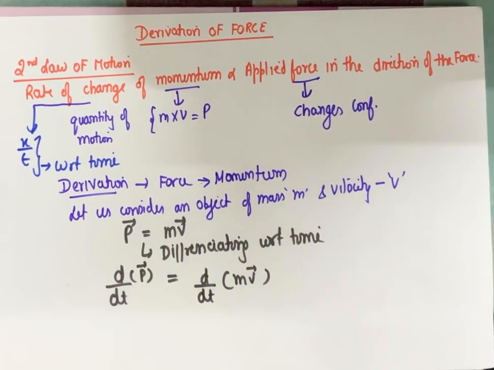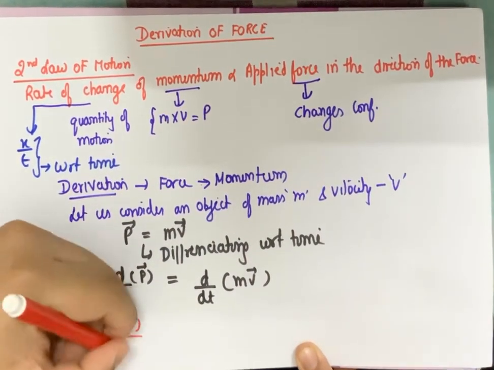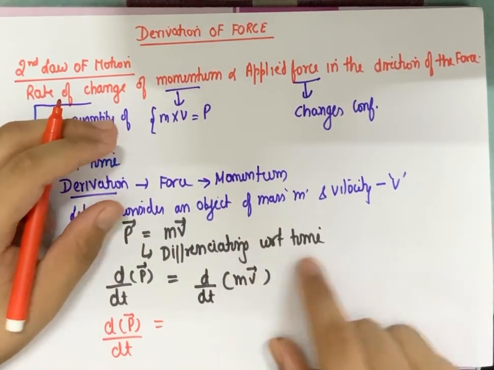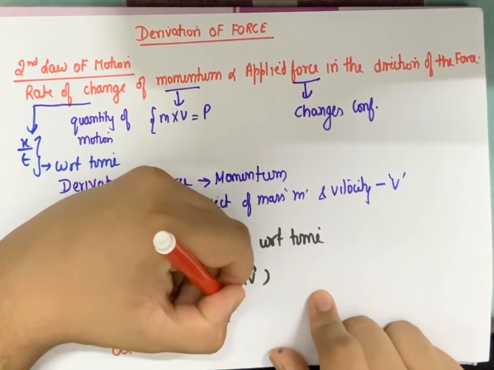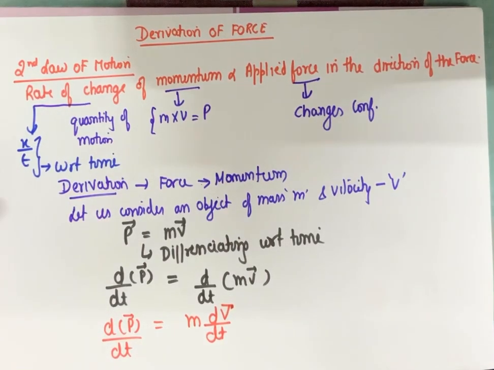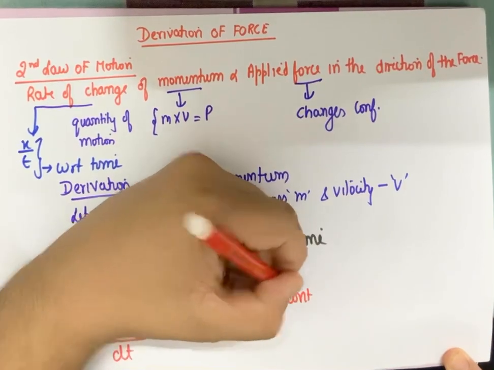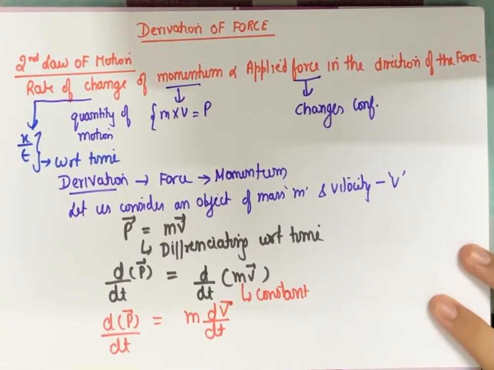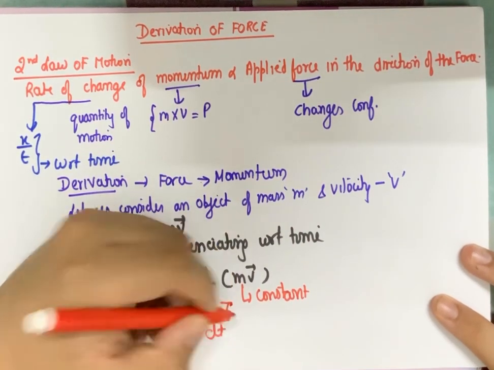Now d by dt of p will basically be dp by dt. The mass of an object is always a constant, and whenever we have a product with a constant, we take the constant out. So I will be writing m dv by dt. Why has mass come out? Because m is a constant, and whenever there is a constant in a product being differentiated, we take it out. Whenever a constant stands alone, its differentiation is 0. Here it is in a product, so I just take it out. Now we already know from kinematics that dv by dt is the rate of change of velocity.